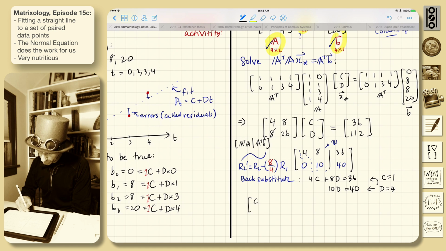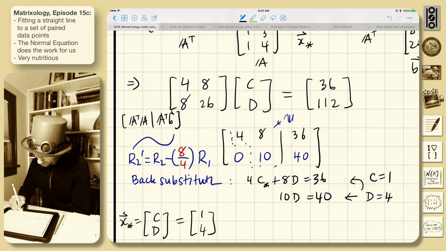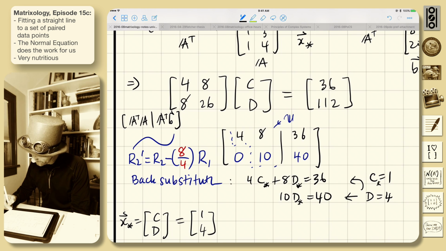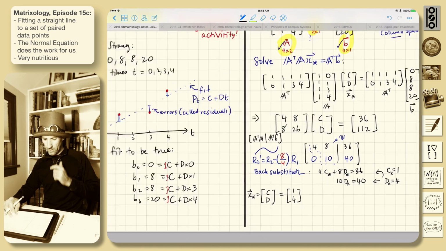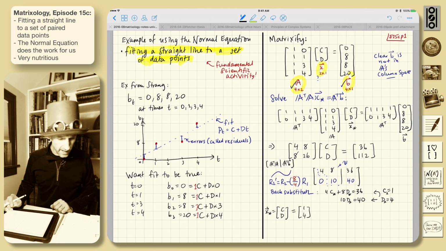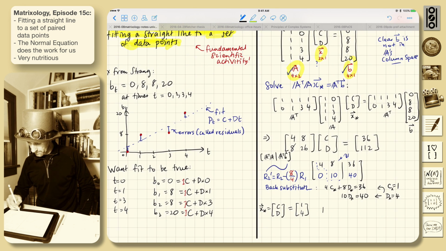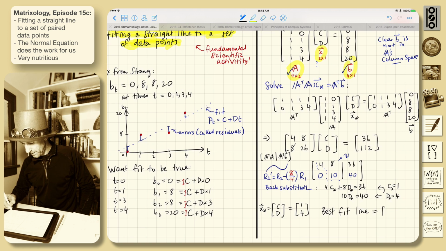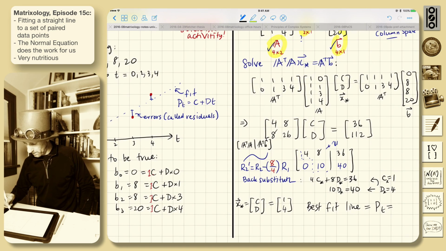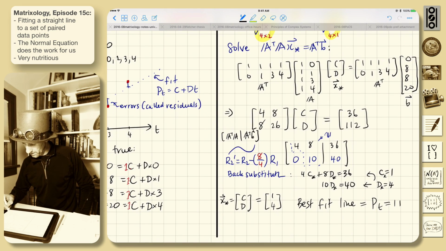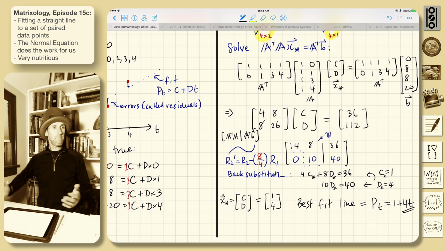So we have c, d, and we'll call it x star. x star equals c, d equals 1, 4. And let's be very correct. This is not an exact thing. It's our approximation. So that's our best fit. It does okay, right? So our best fit line equals P of t equals 1, the constant's 1, plus 4t. Right, we got it. That's pretty good.